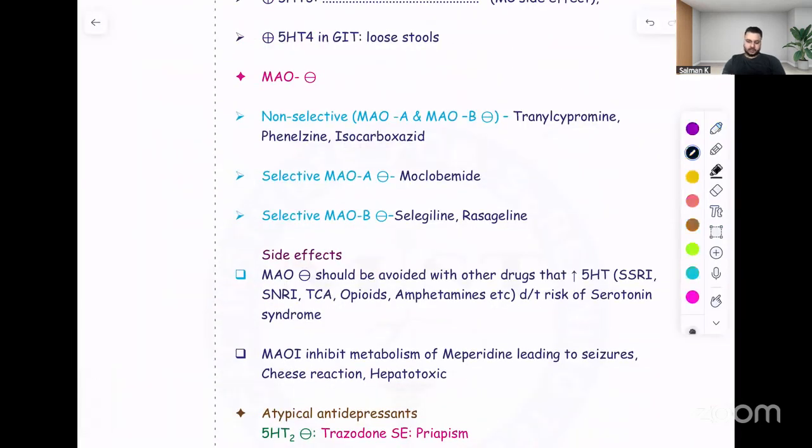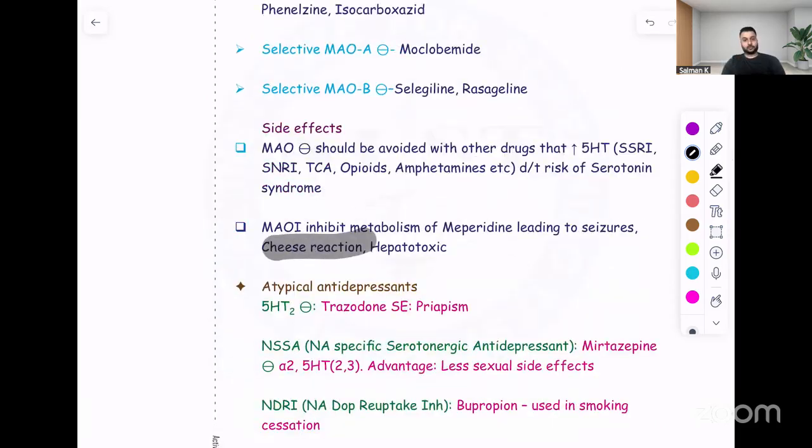MAO inhibitors are anyway not preferred anymore. Remember, I told you MAO inhibitors are those that may cause this cheese reaction, etc. For this reason, we are not going to prefer them. Okay.